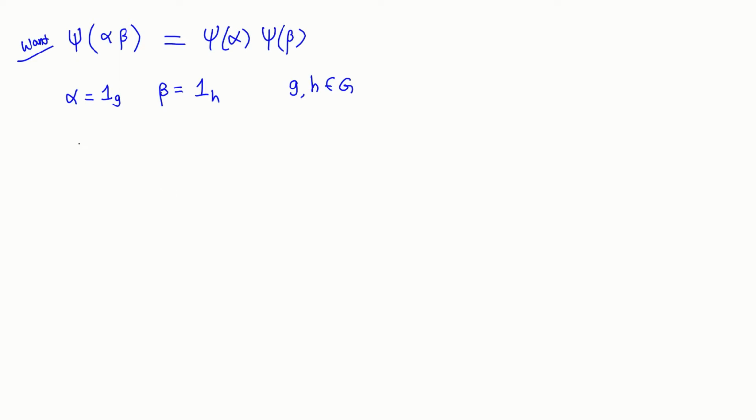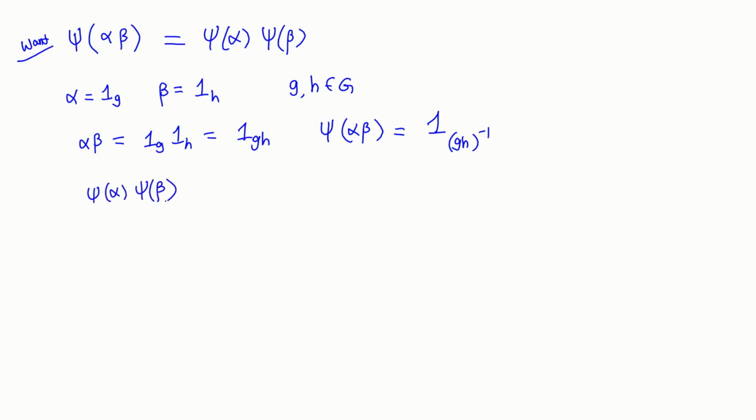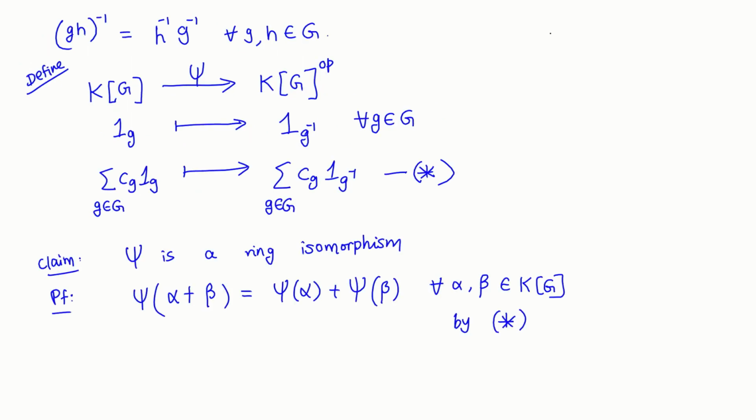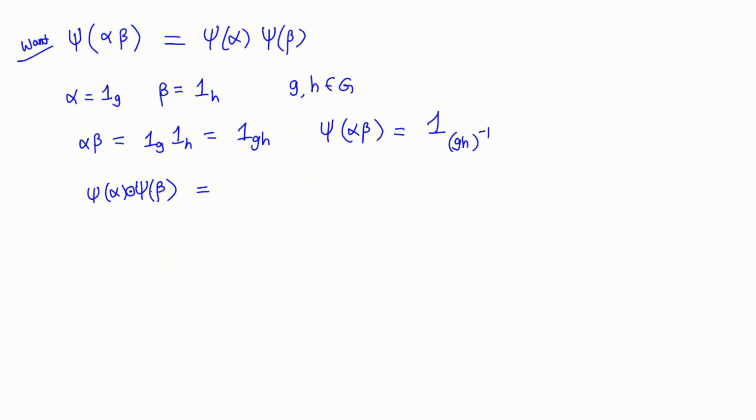When I compute psi on alpha beta, first alpha beta becomes 1_g into 1_h, which by definition is 1_gh, and therefore psi acting on this element by definition is 1_(gh)^-1. This is how psi acts. Now on the other hand, let's compute psi alpha psi beta, remembering that we are doing this multiplication inside kG op. So maybe I'll put that funny symbol for multiplication to remind us that we are in the ring kG op. Notice that the right hand side is kG op, so I take psi alpha into psi beta.